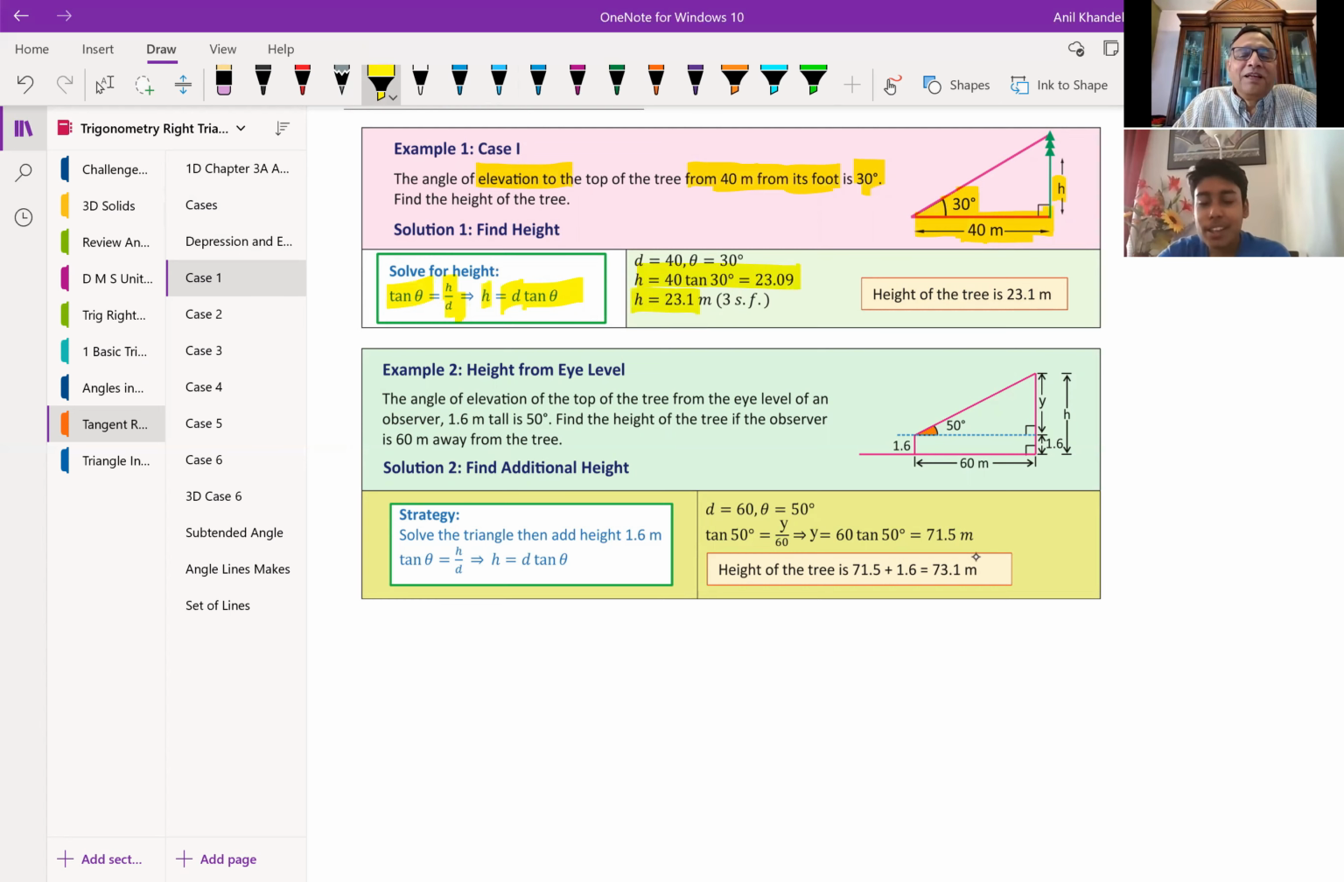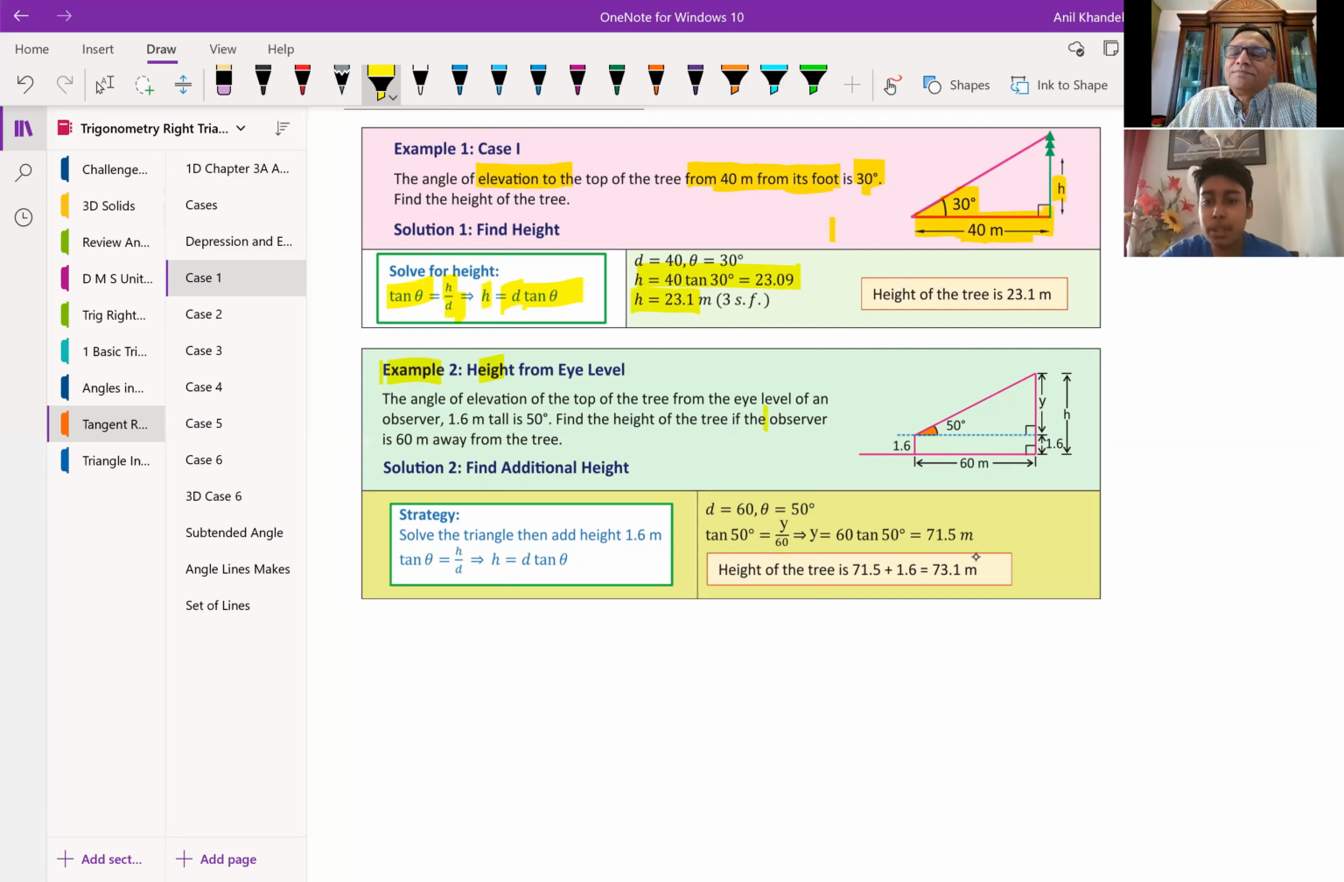Correct? Can you please read the second question and answer it? The angle of elevation of the top of the tree from the eye level of an observer 1.6 meters tall is 50 degrees. Find the height of the tree if the observer is 60 meters away from the tree. How is it different from the previous question? Can you tell me that?